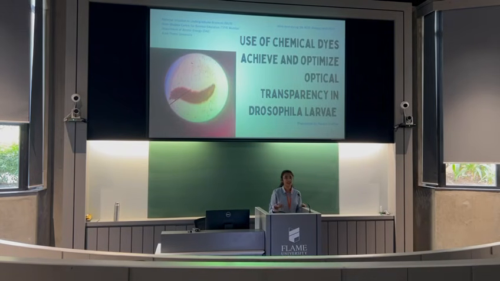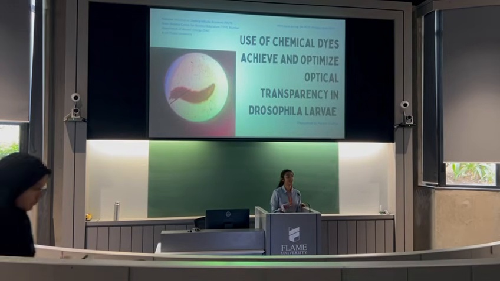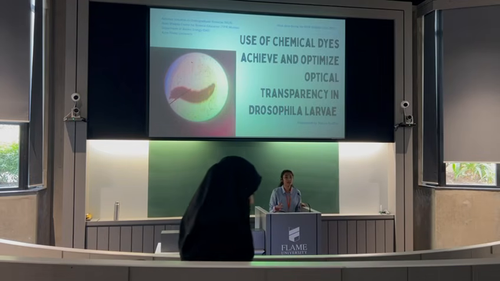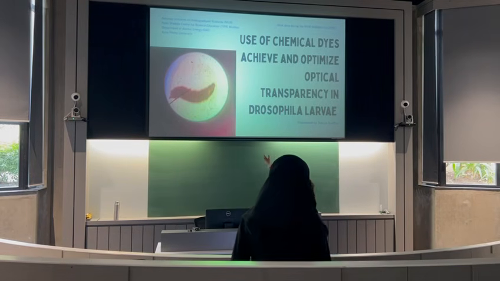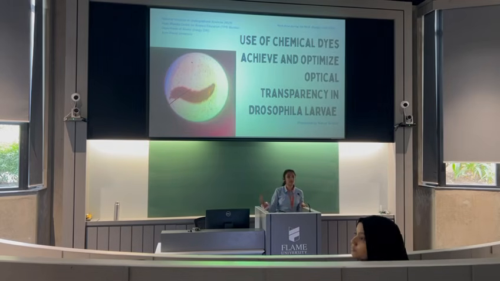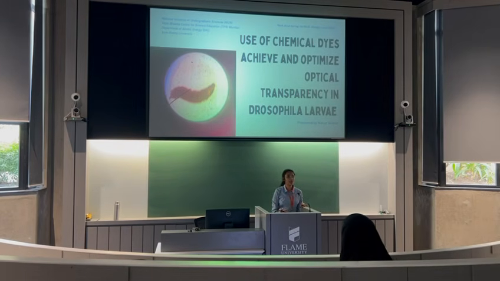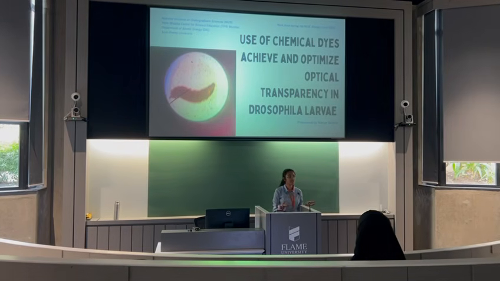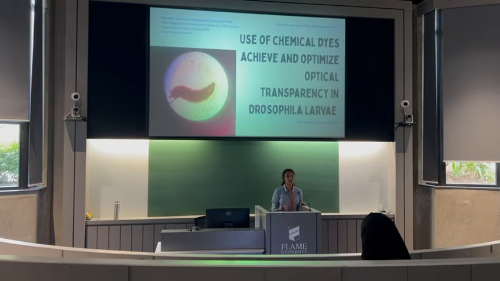Navya, a second year student at Azim Premji University, Bangalore. I am a biology student, as you can tell by the picture of larvae that's clearly over here. And the project I'm going to be talking about explores how chemical dyes, specifically a chemical dye called tartrazine, can be used to achieve and optimize optical transparency in fruit fly larvae.